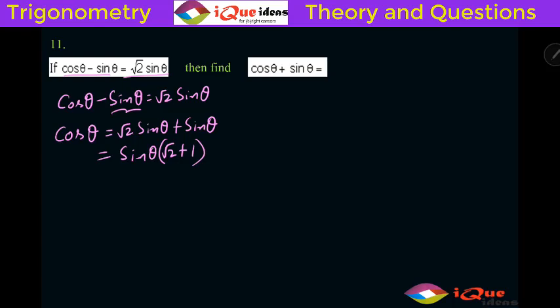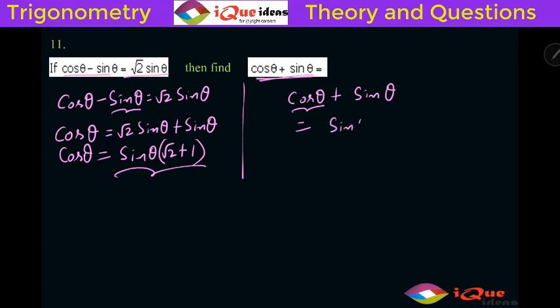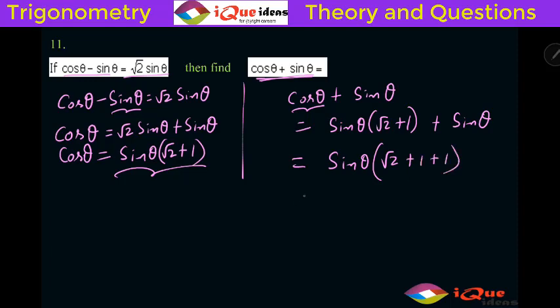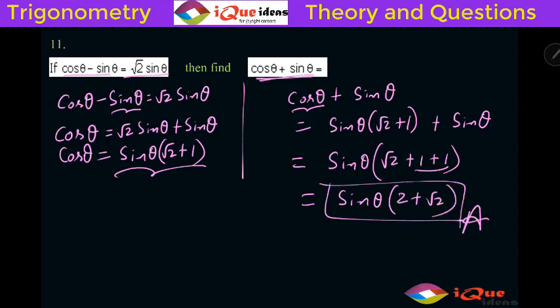Now the question says find cos theta plus sin theta. So it is cos theta plus sin theta equal to. We have already calculated cos theta equal to sin theta into (root 2 plus 1). So cos theta plus sin theta is equal to sin theta into (root 2 plus 1) plus sin theta. Take sin theta common, you will get (root 2 plus 1 plus 1), that is eventually sin theta into (2 plus root 2). This is the most simplified version of this situation.